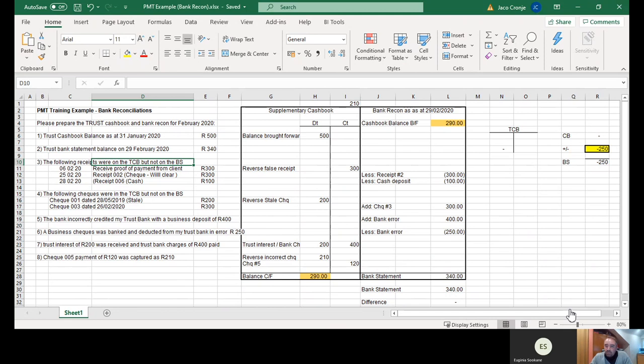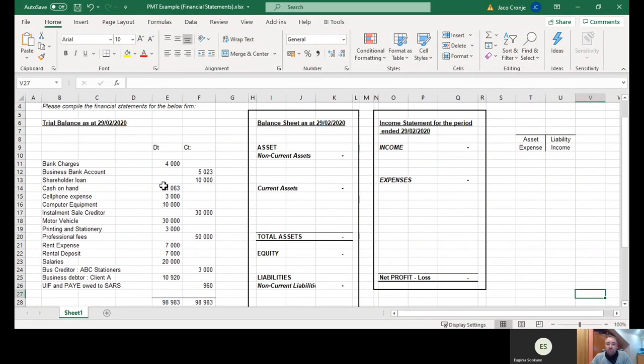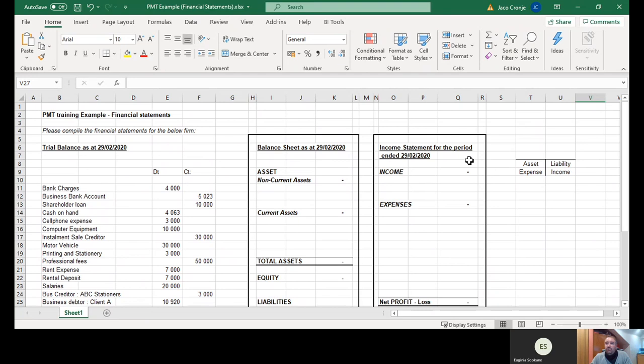So now I just want to get this sharing thing ready again and say that we now have to share our other example, which is the financial statements example. And this time I'll also be clever and actually check that it reflects before sending it off to you guys. Right, so this is the training example for our financial statements.